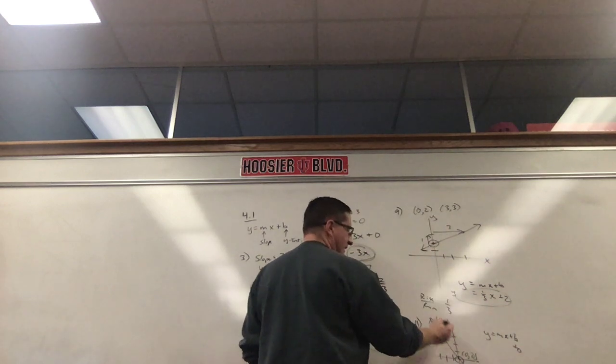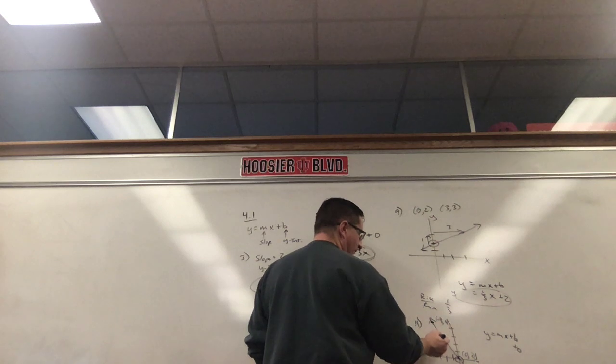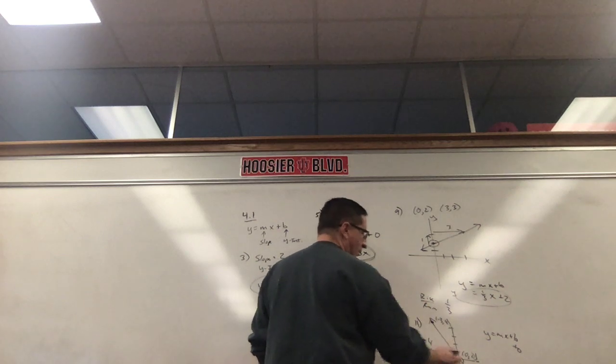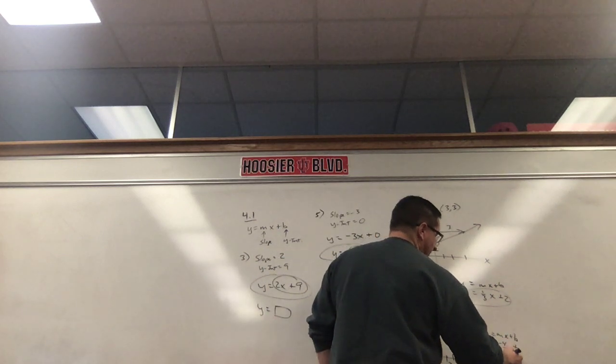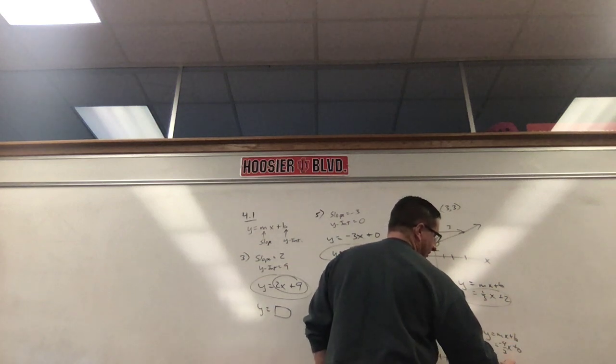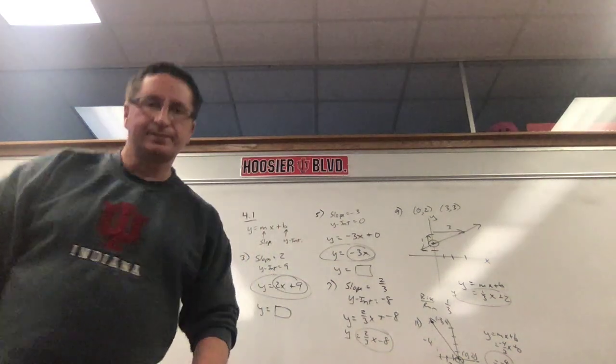And your slope, to get from this point to this point, we rose down 4 spots. So we rose -4 and we ran +3 spots to the right. So -4 over 3. So y equals -4/3 x plus 0. And again, the computer may not like that plus 0, so put just -4/3 x. So y equals -4/3 x.